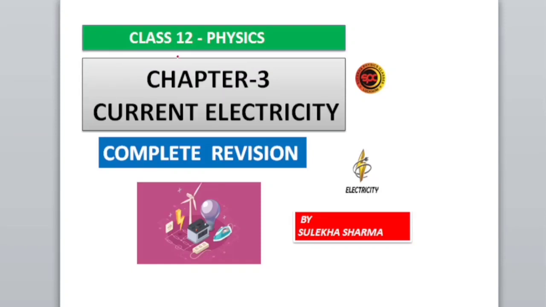Today with this video, I will cover all important topics and formulas of chapter 3, that is current electricity. What does it mean? Current electricity means study of charges in motion. When the charges are in motion, it produces current.